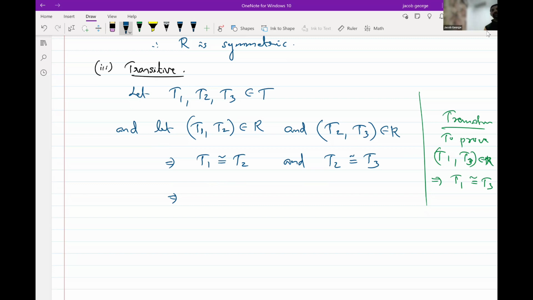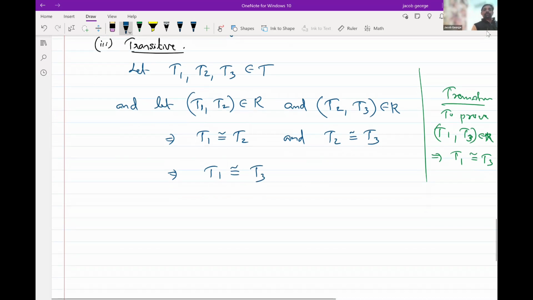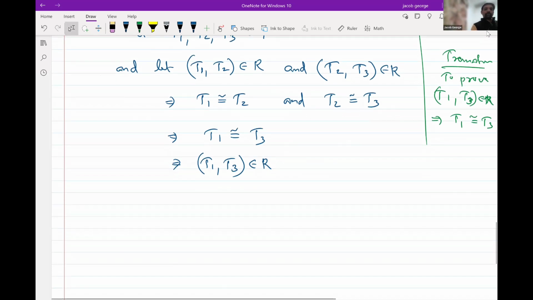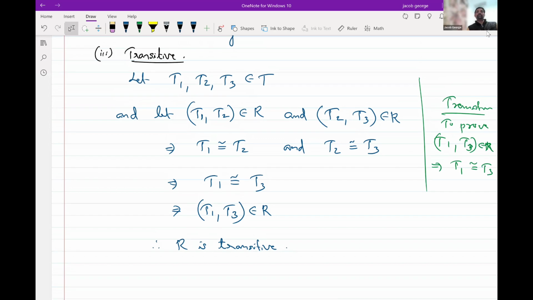So by combining these two, we can write T1 is congruent to what? T3. So that will give you the conclusion that T1 comma T3 is an element of capital R. Therefore, R is transitive. Yes, please write the transitive proof.